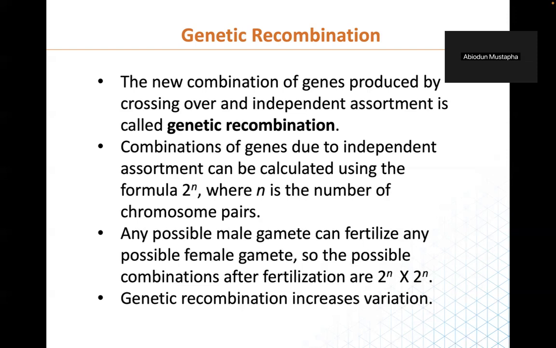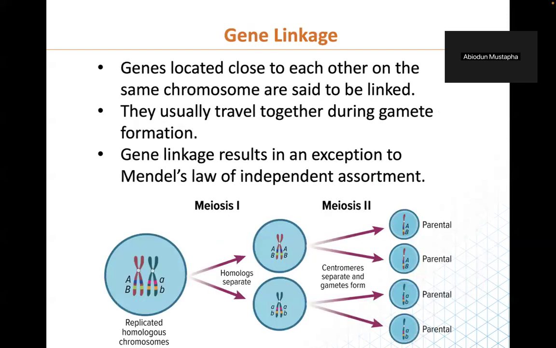Any possible male gamete can fertilize any possible female gamete. So the possible combinations after fertilization will be 2 raised to the power of 23 times 2 raised to the power of 23. That is to say, the possible alleles expected from a person after fertilization is going to be 2 raised to the power of 46. Genetic recombination helps to increase variation because you're having combinations from different alleles, and that helps to bring different genes together.